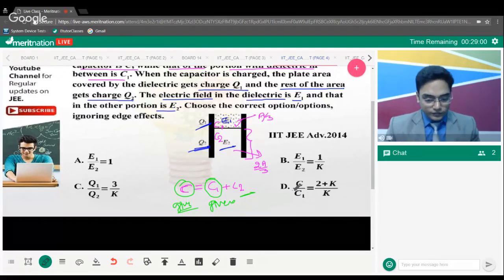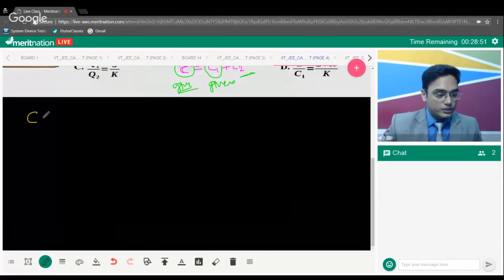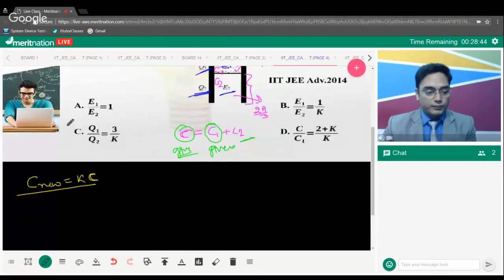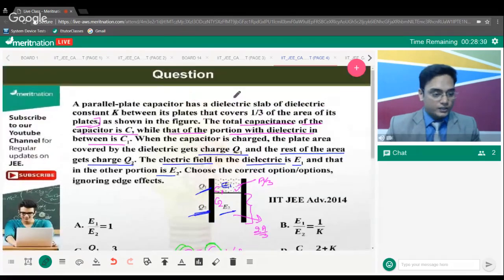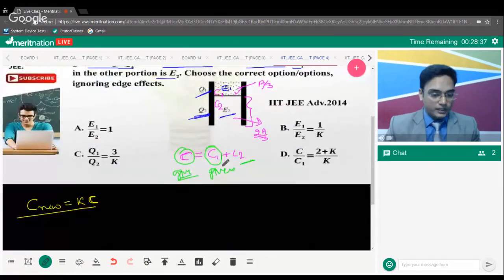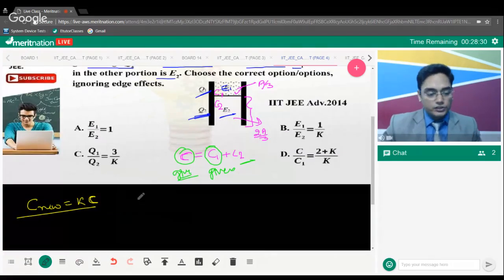So let's first solve for option number D. We all know that when we insert a dielectric in a capacitor, C new becomes K times C. In this situation, we have 2 capacitors. The first is filled with a dielectric whose dielectric constant is K as given, and the other is not filled with dielectric. So we can say that C equivalent must be equal to C1 plus C2.